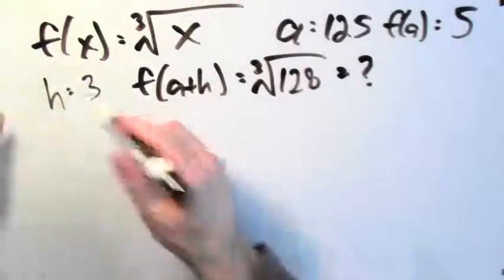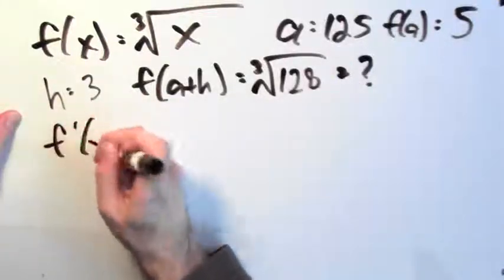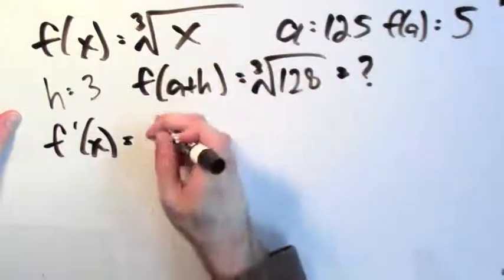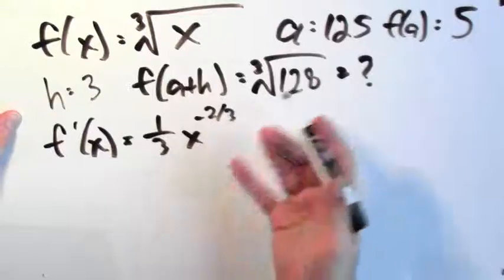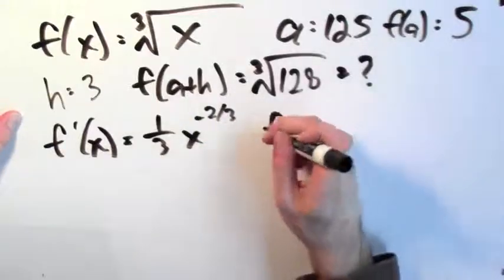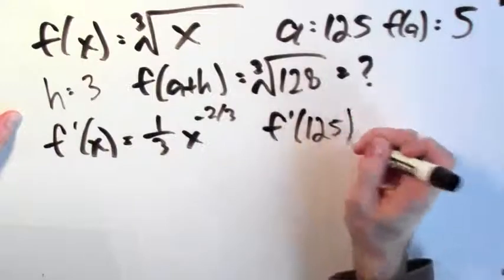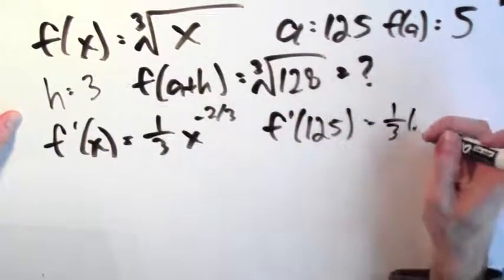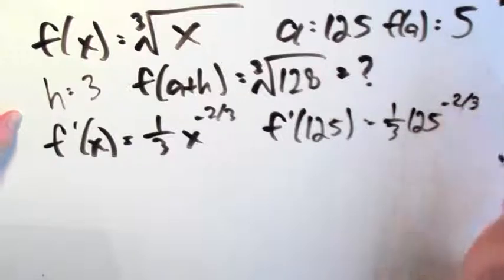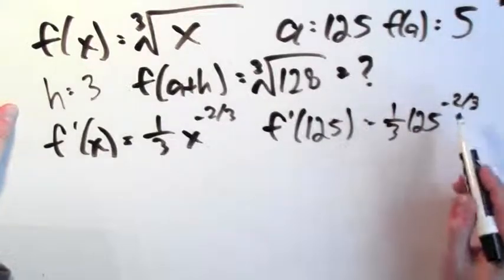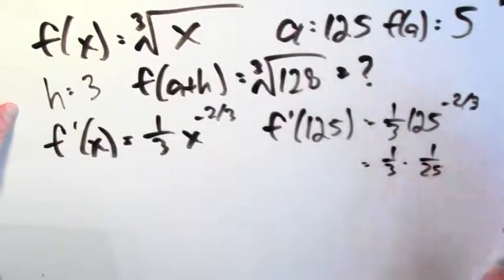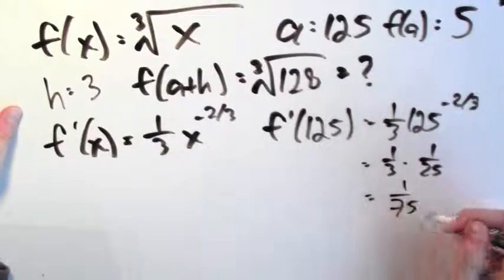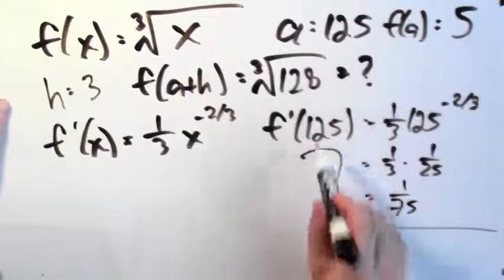So I should compute the derivative of this function at the input a. So let's differentiate this function. And this is x to the 1/3. So the derivative is 1/3 times x to the minus 2/3, right? This minus 2/3 is 1/3 minus 1. It's a power rule. Let's compute the derivative at the input 125. So that means I look at 1/3 times 125 to the negative 2/3 power. Well, 125 to the negative 2/3 power, that's 1/25th. And 1/3 times 1/25th, that is 1/75th. So this tells me what the derivative is at 125.